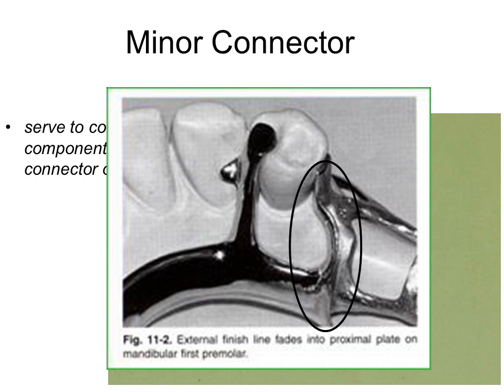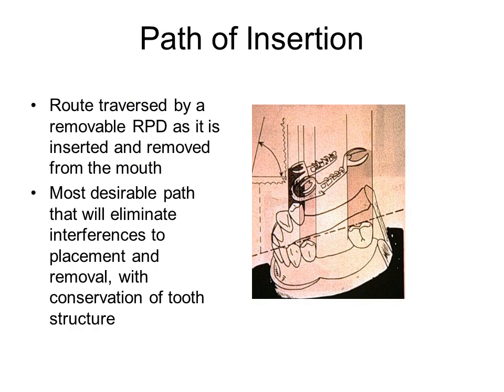The path of insertion or placement is the path traveled by the partial denture from initial tooth contact until it is fully seated in the mouth. The most desirable path is that path that eliminates interferences to placement and removal with conservation of tooth structure. In most cases, it is helpful if the path of insertion be perpendicular to the occlusal plane of the patient. This orientation is easier for the patient to manipulate, and is generally less complex in design.